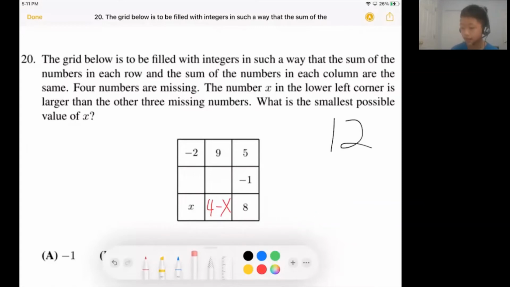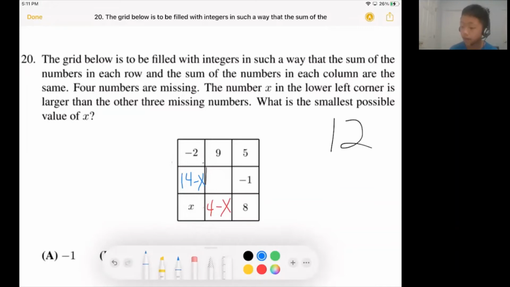Now, to continue this problem, look at the numbers in the first column. That also has to have a sum of 12. So if you have a -2 and you have an x, in order for the sum of the 3 numbers to be 12, this number in here has to be 14 minus x. Just by using math and logic, that has to be 14 minus x in order for the sum of the 3 numbers in the first column to be 12.